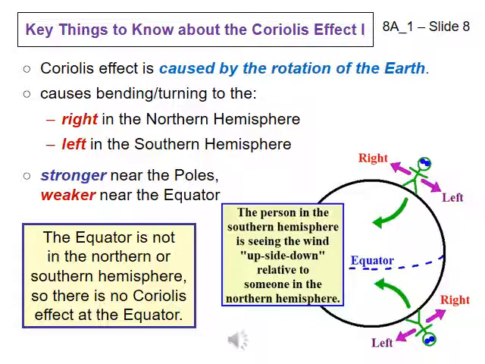In addition to knowing that objects turn to the right of their direction of motion in the northern hemisphere and left of their direction of motion in the southern hemisphere, you also need to know that the Coriolis effect is stronger near the poles and weaker near the equator. Here is the easy way to remember it: the equator is not in the northern hemisphere or the southern hemisphere, so objects at the equator do not turn to their right or left and therefore there is no Coriolis effect. The equator is the place where the Coriolis effect switches from having things turn right to having things turn left, or vice versa.